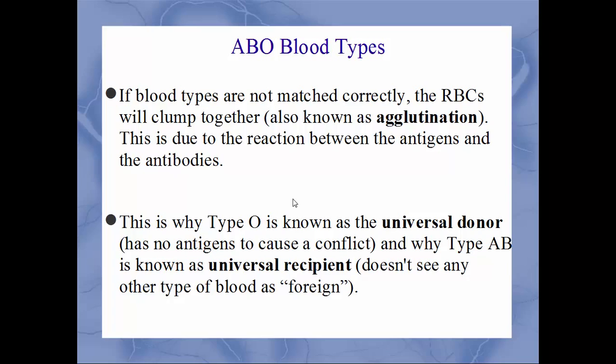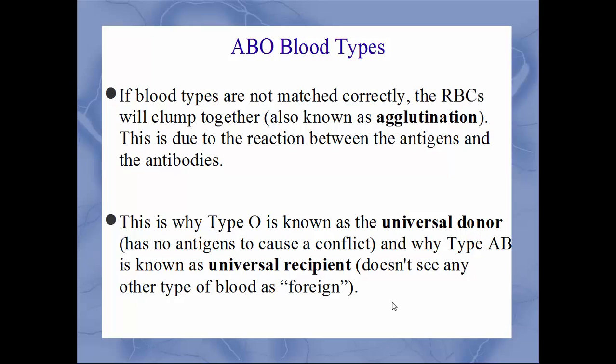People who have type O blood are called the universal donors because they can give blood to anybody, because they have no surface antigens. So whoever they give their blood to isn't seen as foreign by that recipient. So type O's can donate blood to anyone, universal donors.